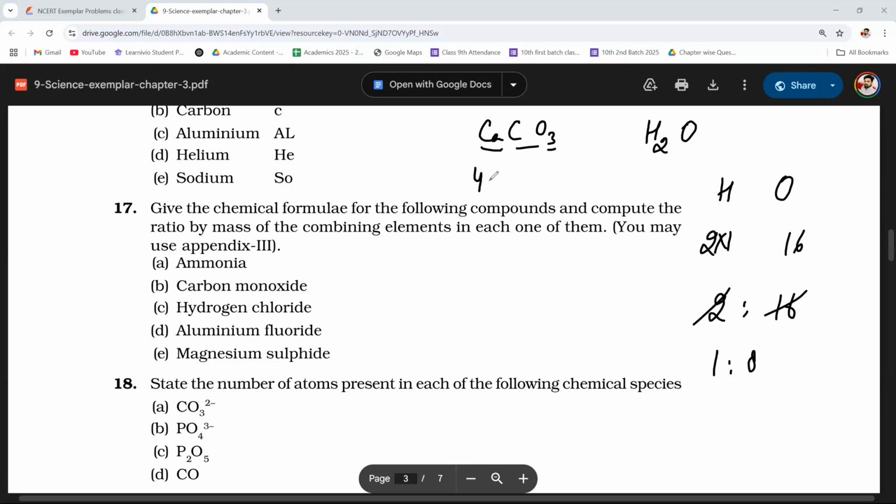You have to write calcium mass as 40 because there is only one calcium atom. Carbon mass is 12, and for oxygen, there are three oxygen atoms. One oxygen atom has mass 16, so three will have 48. So you write 48 here. Then you divide them all by the biggest possible number, which is actually 4. So 10 is to 3 is to 12. Okay, so this is the mass ratio.